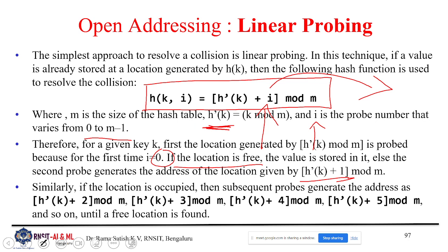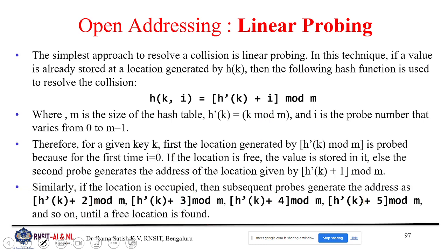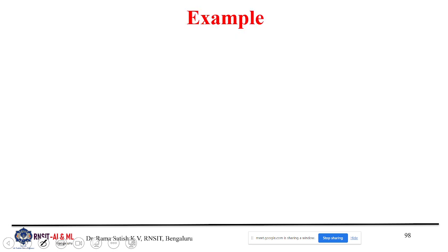It checks h'(k) plus 1, whether it is available or not. If it is available, it will store. If it is not available, it will go to the next probe, where i increases to 2. If not available, it increases to 3, then 4, then 5, until you find a free location. You keep on probing. That is what you call linear probing. Let us look into this with an example.